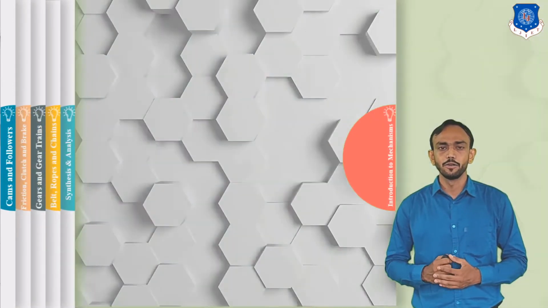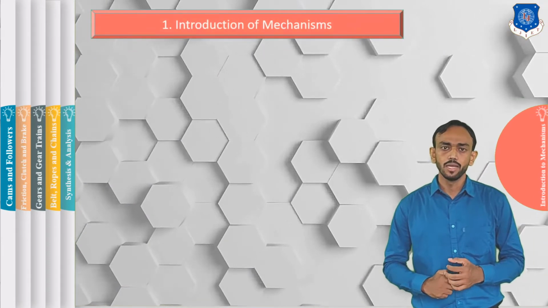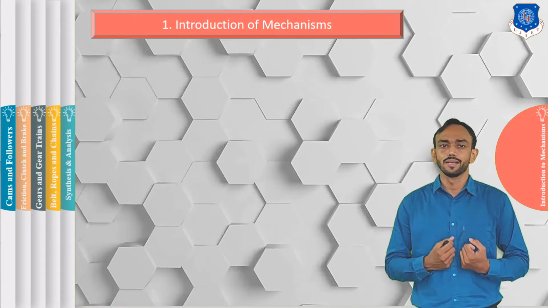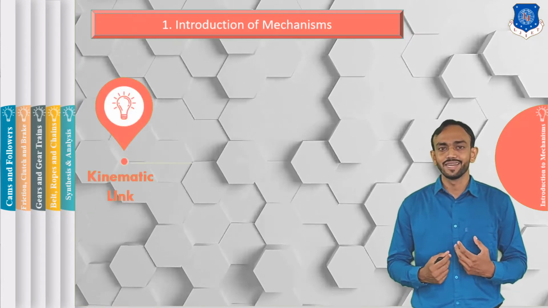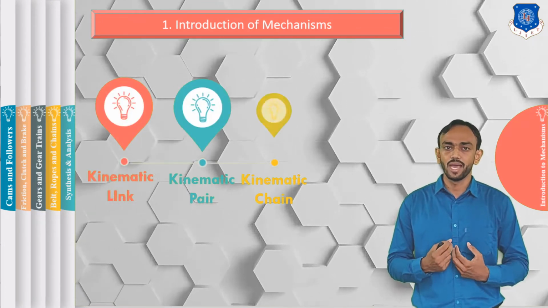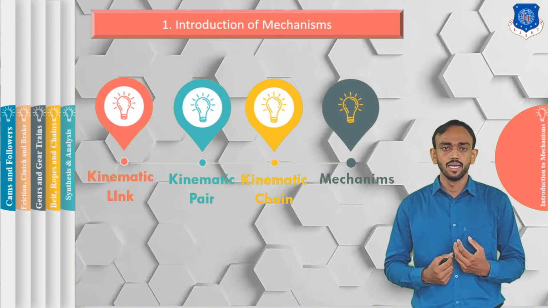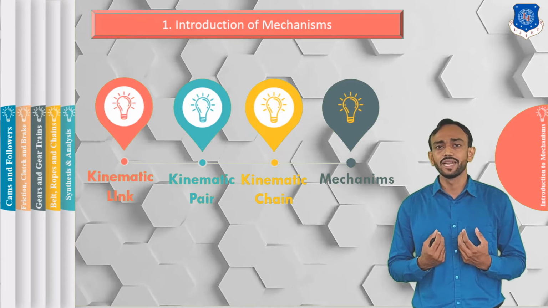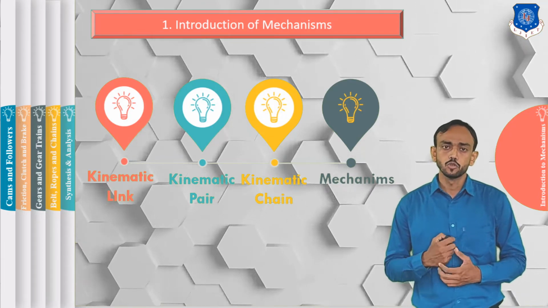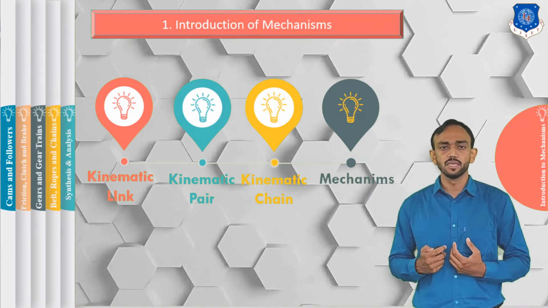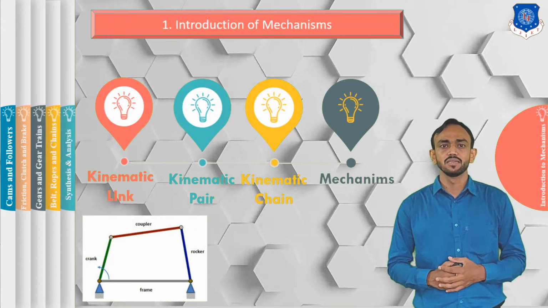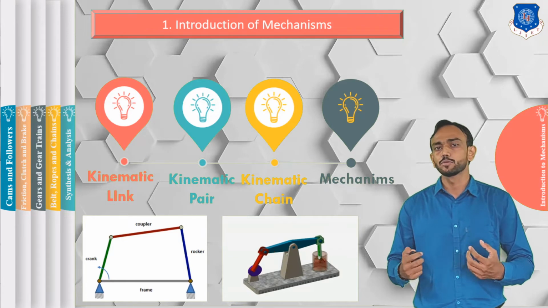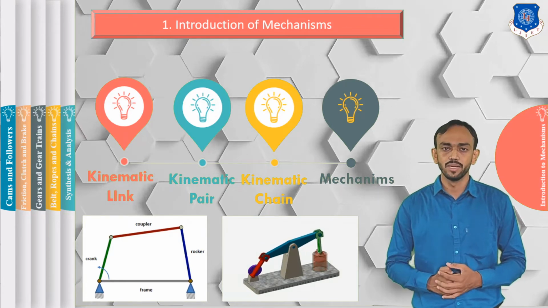The first chapter is an introduction to mechanism. In this chapter we discuss how a mechanism is assembled, how kinematic links are connected and make a kinematic pair, and how pairs are connected in such a way that they make a kinematic chain, and using a chain we can get different types of mechanisms. So we are going to study different types of mechanism in this chapter. You can see here a 4-bar chain, which is used in different types of mechanism. You can see here the beam engine.